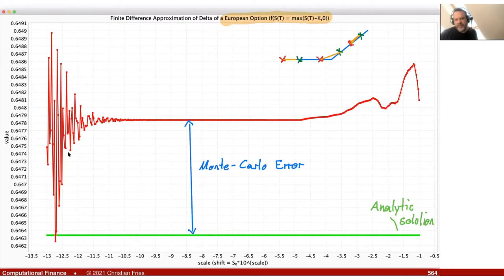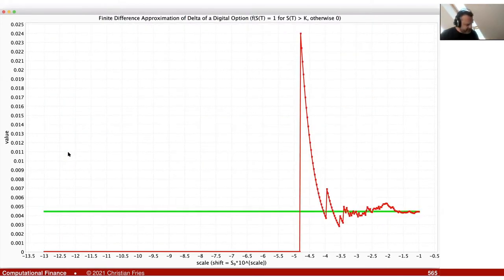For the discontinuous function, we observe that actually for quite decent shift sizes, the result was completely wrong. So the result was zero, exactly what I had on my slide. As long as you do not cross the discontinuity, the derivative is zero, but zero is wrong. And for larger shift sizes, you have a quite decent approximation of the analytic value, at least compared to this huge instability. If you look a little bit closer, there's still a quite large approximation error. So we saw that finite differences applied to a discontinuous function of a random variable, here the digital option, doesn't work well. So that's the situation. And now the question is, can we improve this?